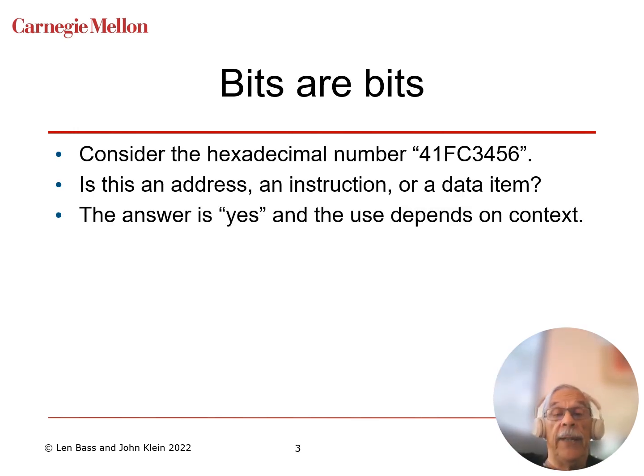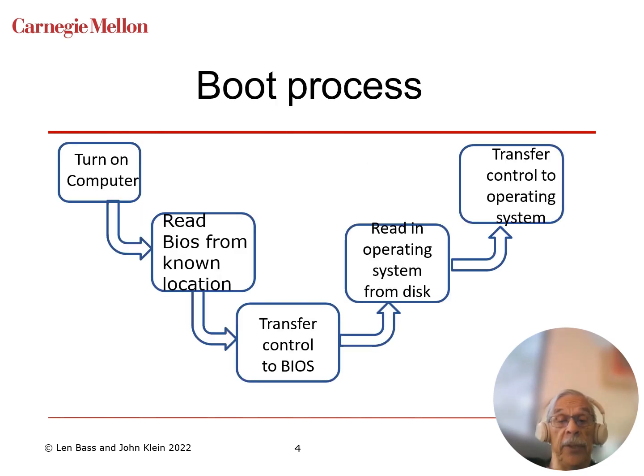Okay, so if you have a collection of bits, and here's a hexadecimal number, is this an address? Or is this an instruction? Or is this a data item? And the answer is yes, it could be any of those, and it just depends on context. So you can read that in and treat it as data, and then transfer control to it and treat it as instructions. And this is important when you think about the boot process and other things that we'll see.